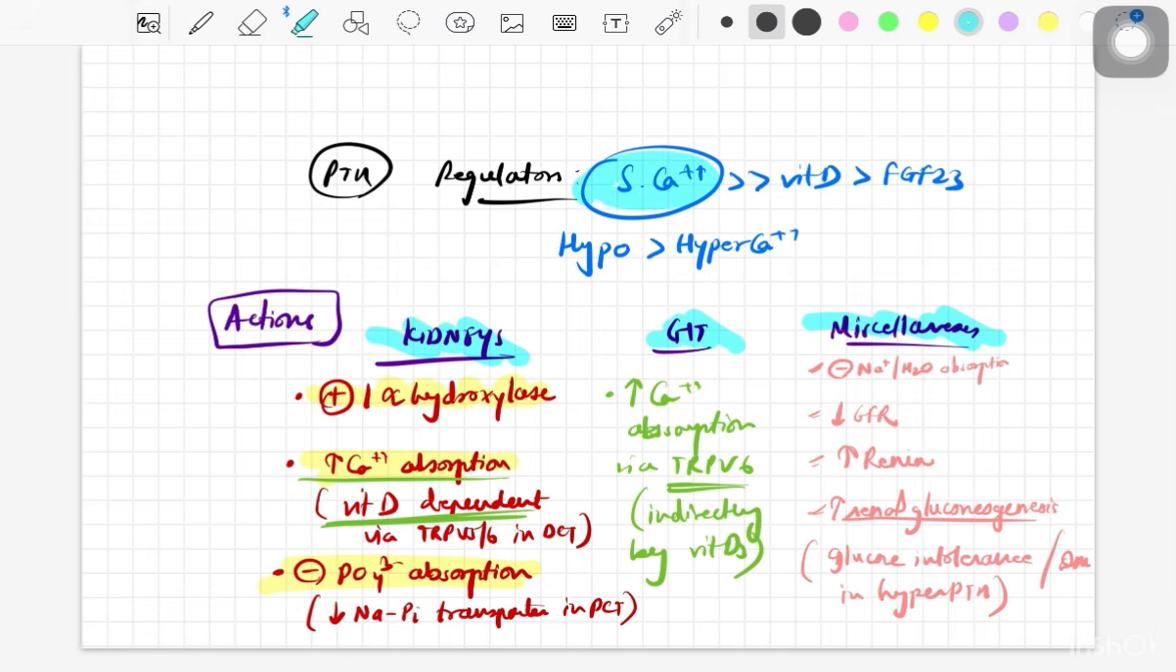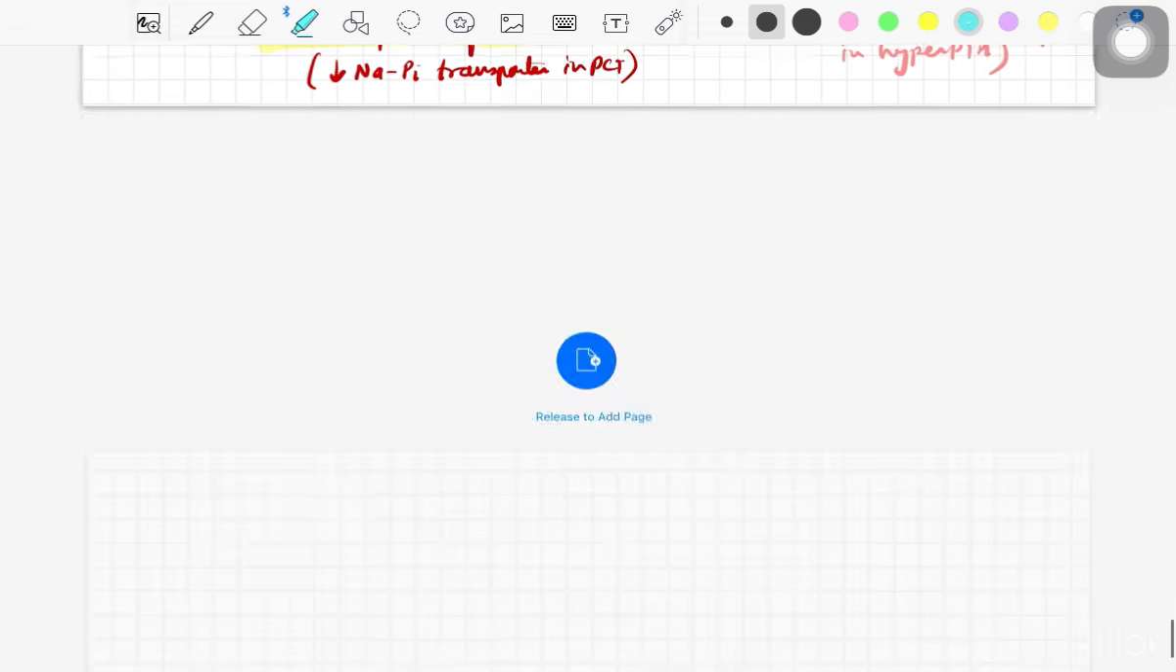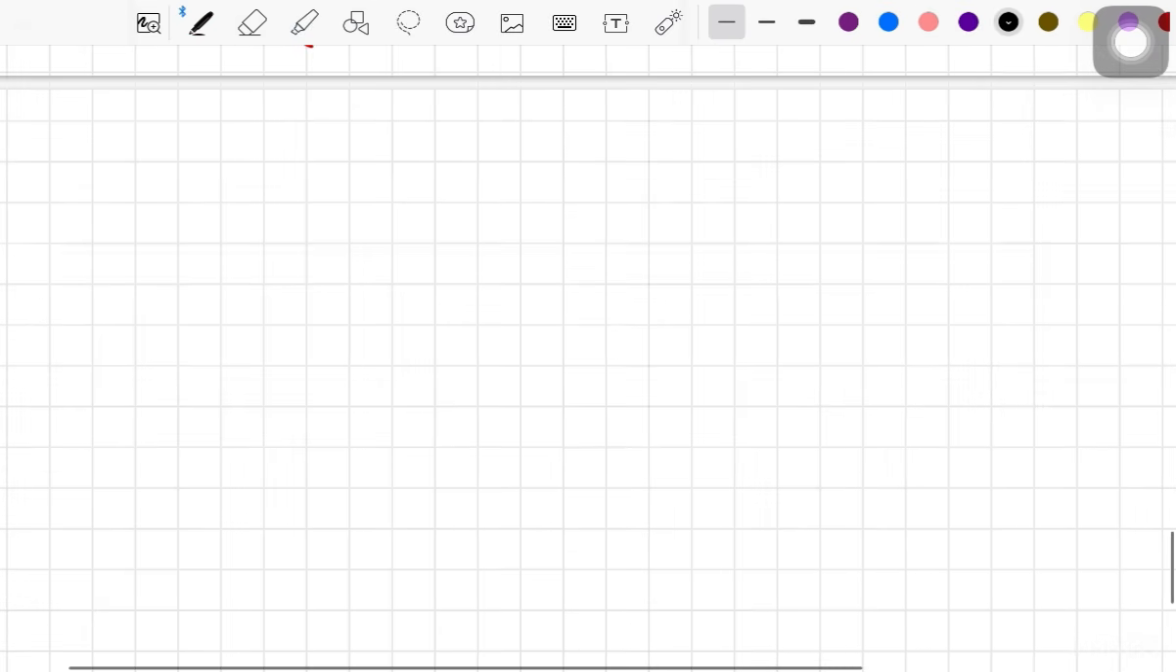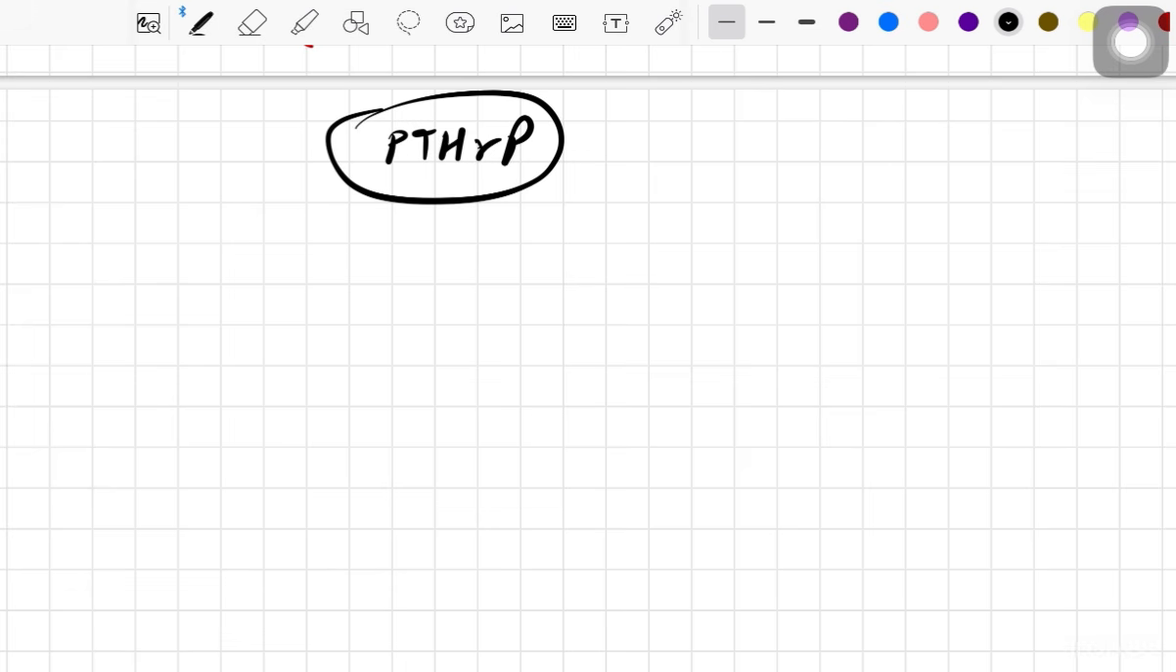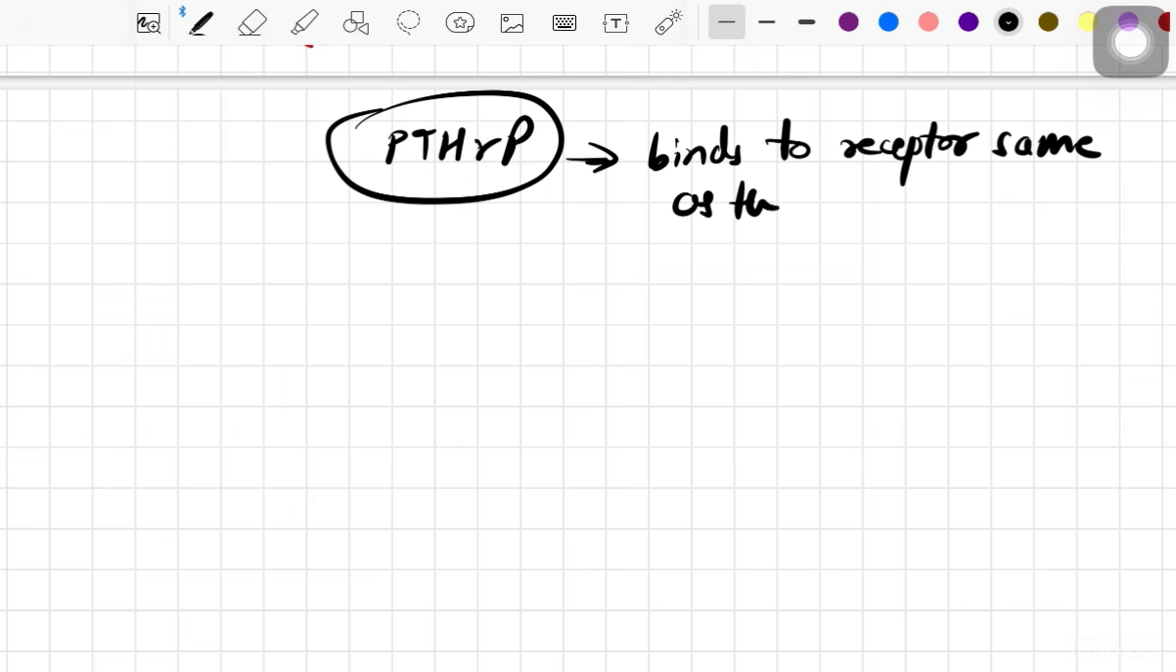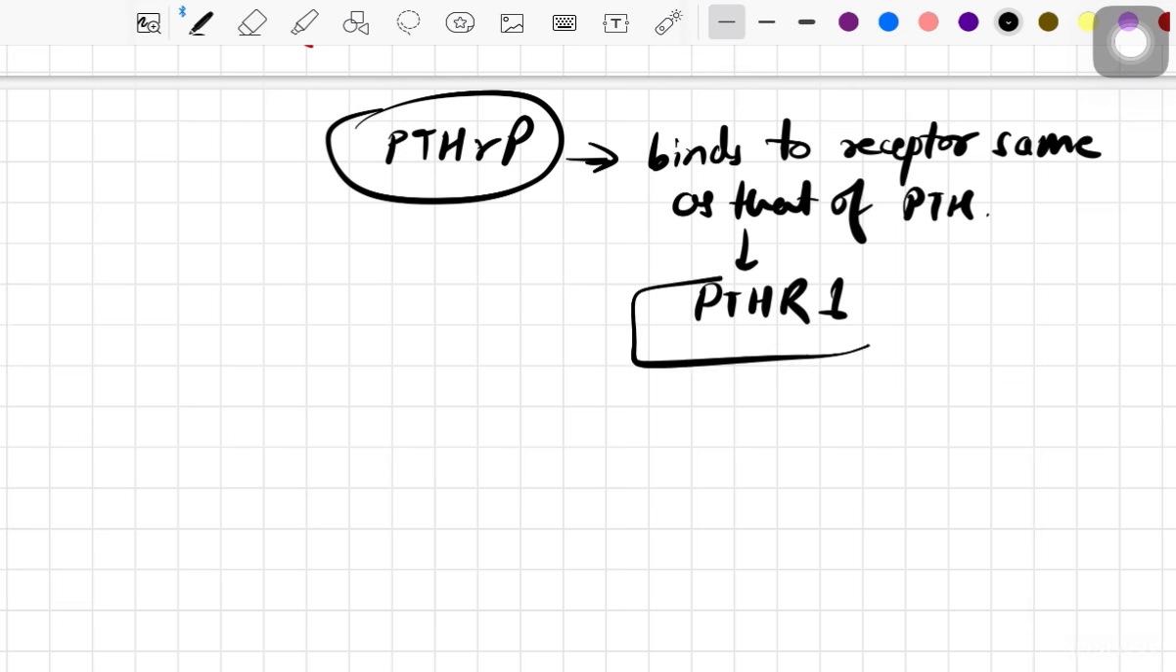The most important regulator is serum calcium, and hypocalcemia stimulates release of parathyroid hormone more as compared to hypercalcemia. Next we move on to PTH related peptide. PTH related peptide is not parathormone, but it binds to the same receptor as parathyroid hormone. The receptor is PTH receptor 1. This is the receptor where this peptide binds.